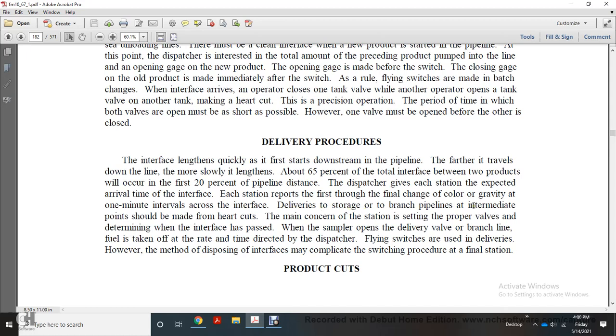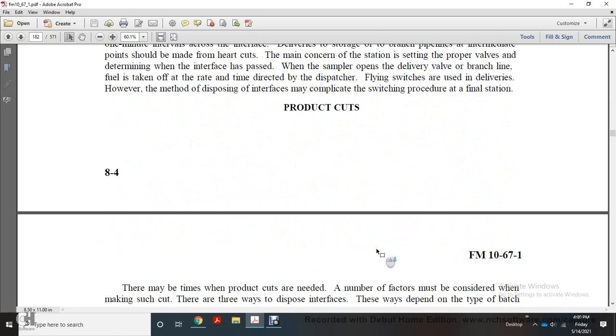Delivery to storage of the branch pipe. Intermediate points should be made with hard cuts. The main concern is that the station setting and the proper valve determine the interface has passed. The sampler opens the delivery valve of the branch line when the fuel is taken off at the rate and time directed by the dispatcher. Flying switches can even be used for delivery. However, the method of disposing of the interface completely is with switching procedures at a final station. Product cuts.